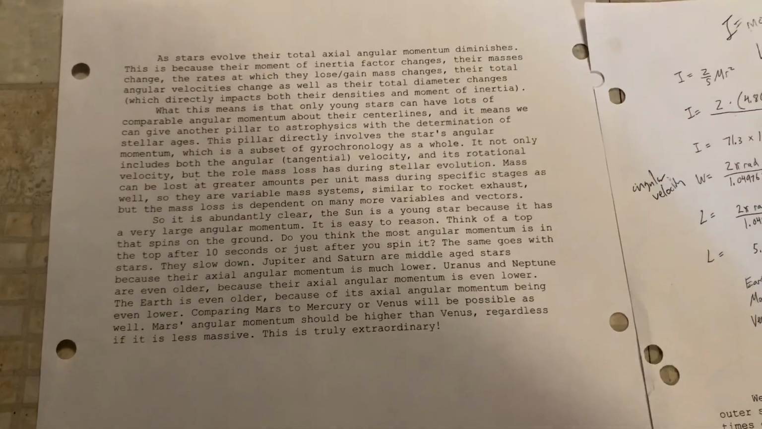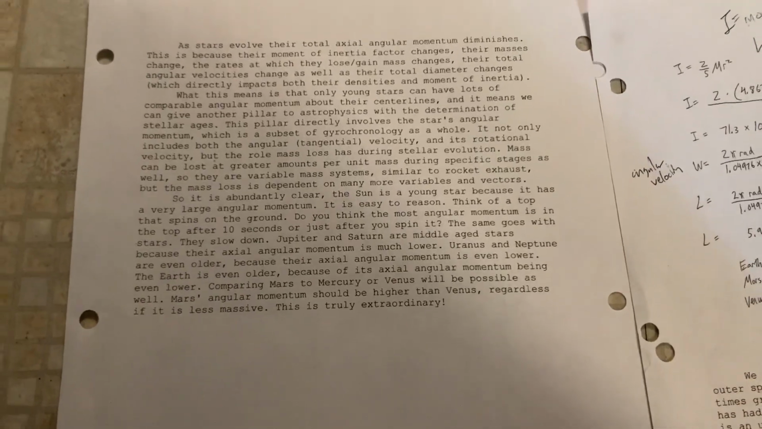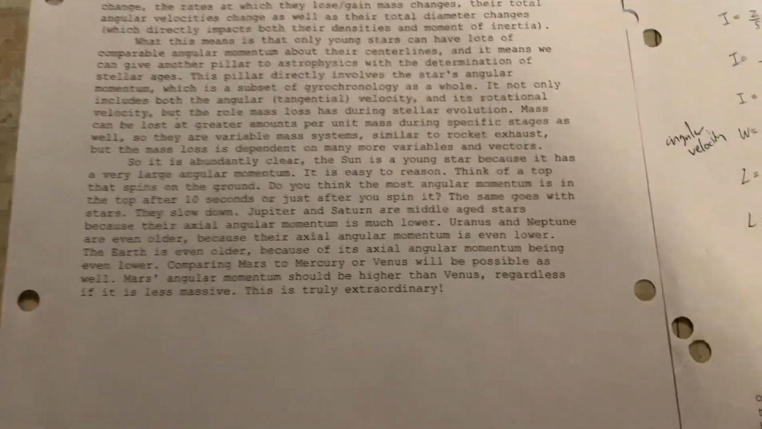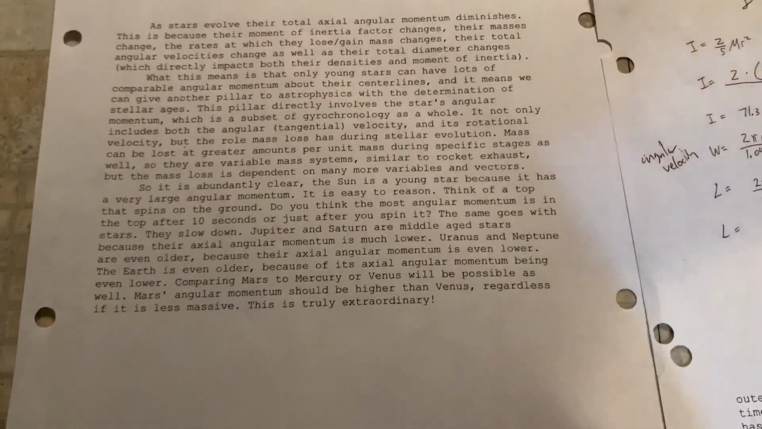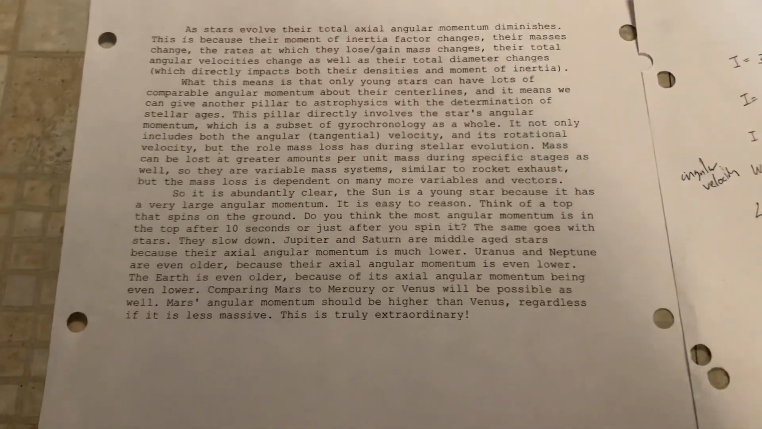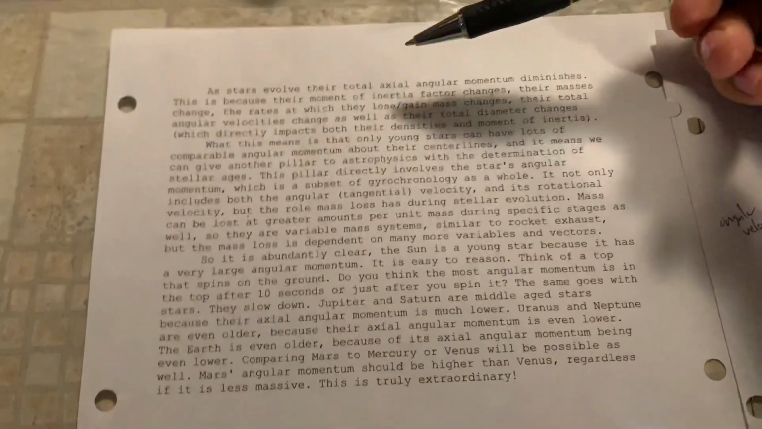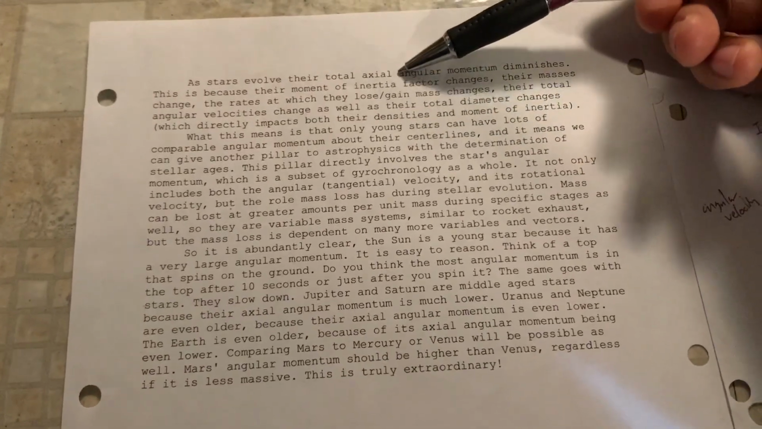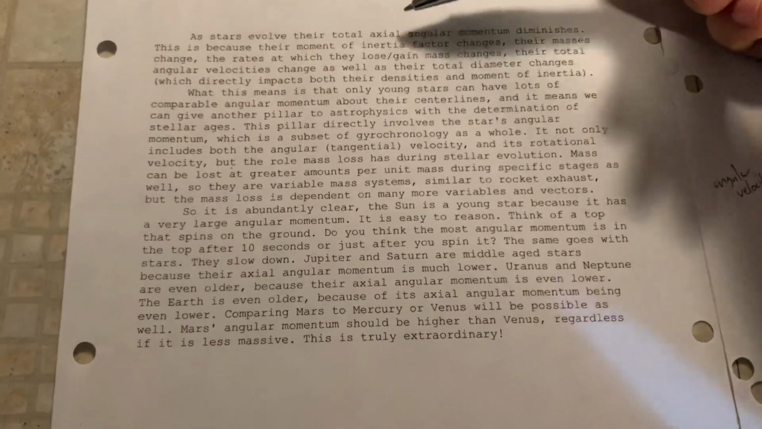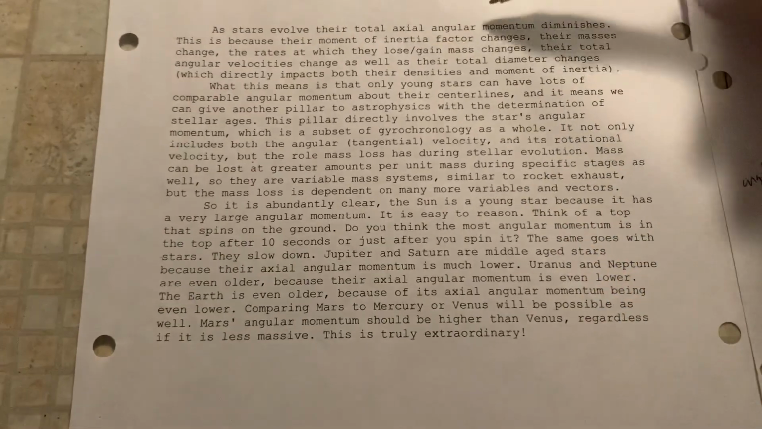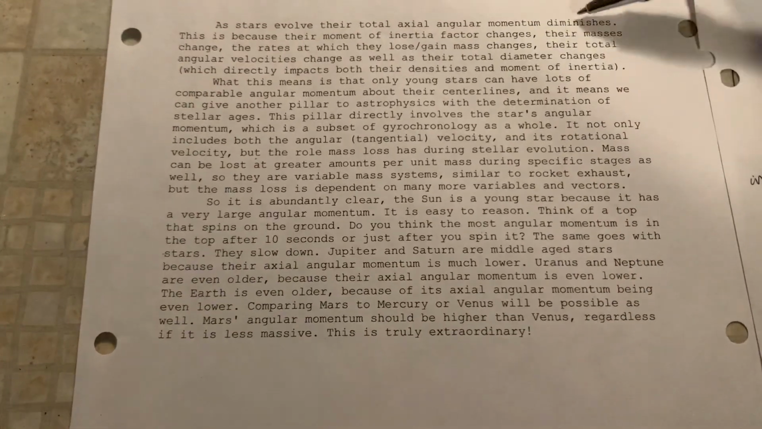So essentially what they're saying is the planets are constantly hitting each other, making each other spin, but that's clearly ridiculous. What I actually think happens here is that, well, I'll read some of this out to you. I like to keep this more visceral so that people know that this is actually happening. As stars evolve, their total axial angular momentum diminishes.